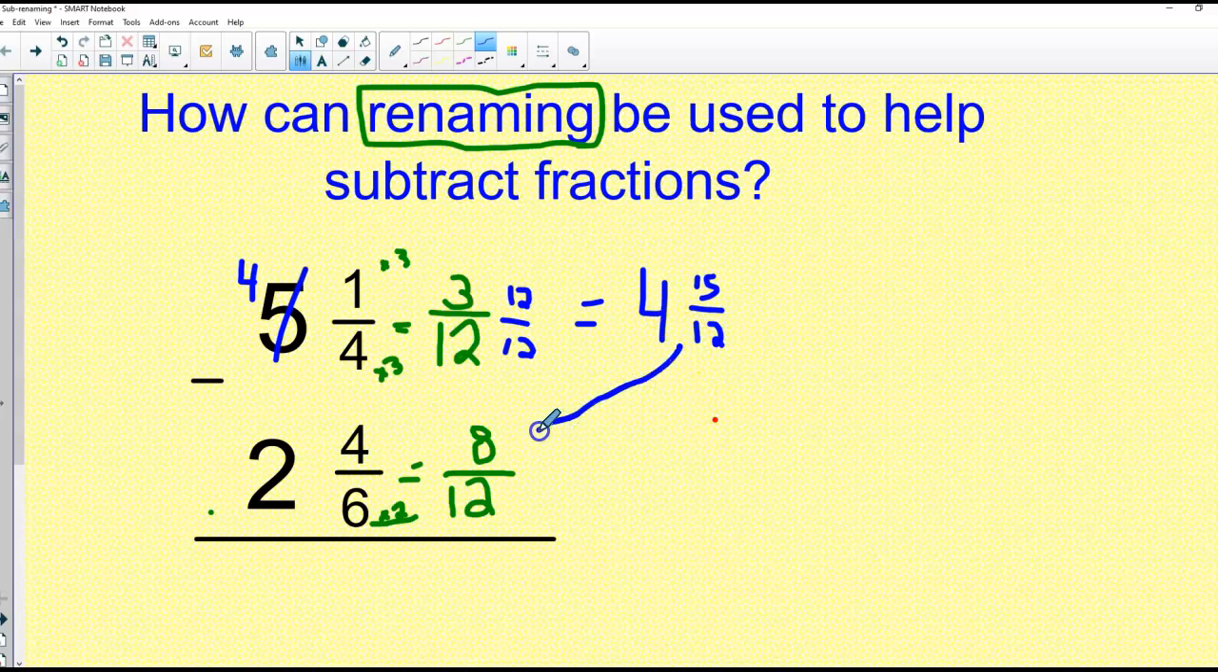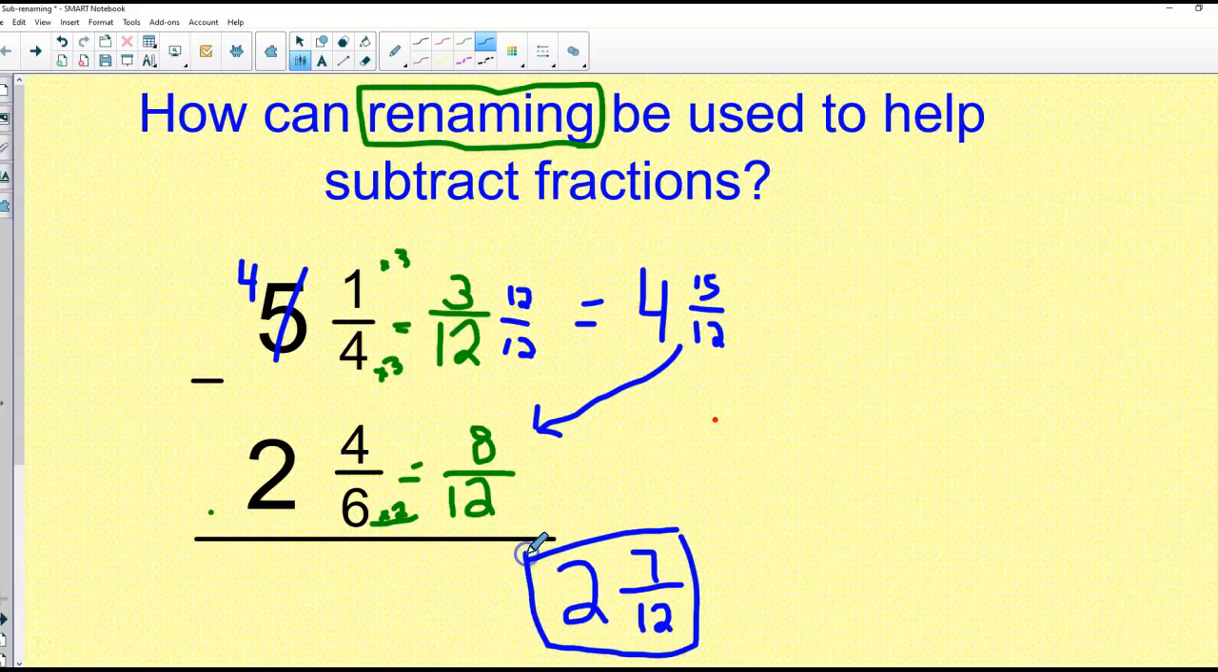Now, if you look, we should be able to subtract. So subtract your whole numbers. 4 minus 2 is 2. Bottom number stays at 12. And when you subtract the numerators, 15 minus 8 is 7. If we look at that answer, it's not improper, and we cannot reduce it. So we are done. That is final. That's where the process of renaming comes in.